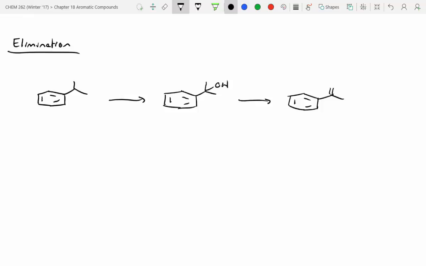Yeah, you'll need multiple steps potentially. And let's see if we can even find a way where we avoid the alcohol too.